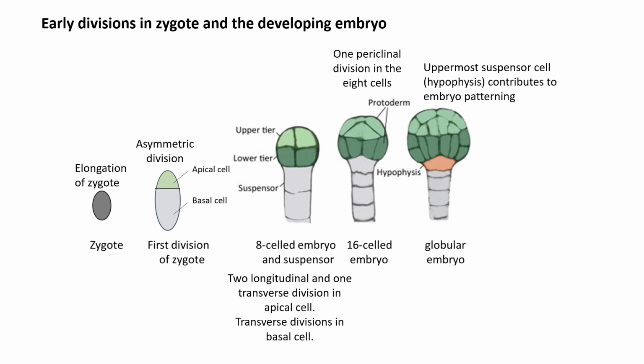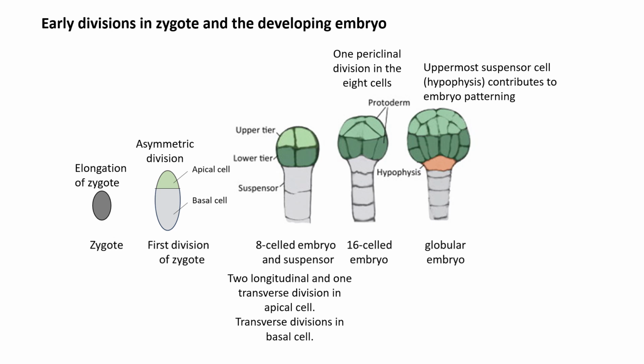Then it undergoes an asymmetric division to form a smaller apical cell and a larger basal cell. The apical cell forms the embryo proper and the basal cell forms the vegetative tissue of suspensor which nourishes the growing embryo. In the apical cell, two divisions occur in the longitudinal plane to form a four-celled embryo. Then one transverse division forms the eight-celled embryo.